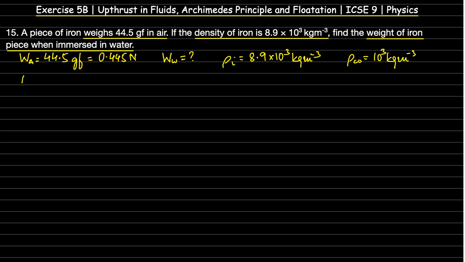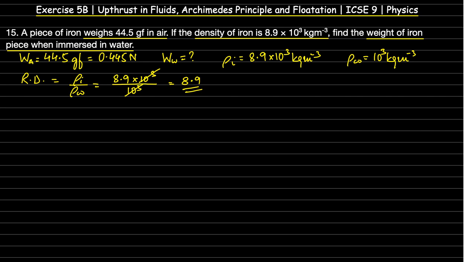So relative density will be equal to density of iron divided by density of water. Density of iron is 8.9 into 10 to the power of 3 divided by density of water, which happens to be 10 to the power of 3. 10 to the power of 3 and 10 to the power of 3 cancel. So we get the relative density as 8.9.